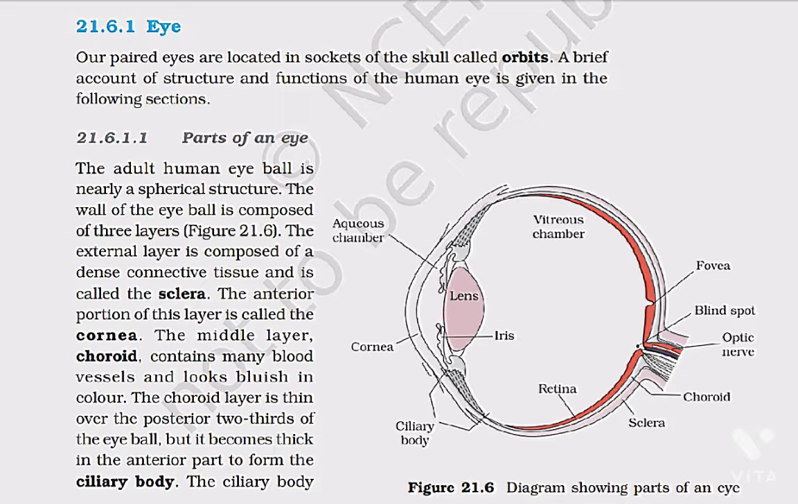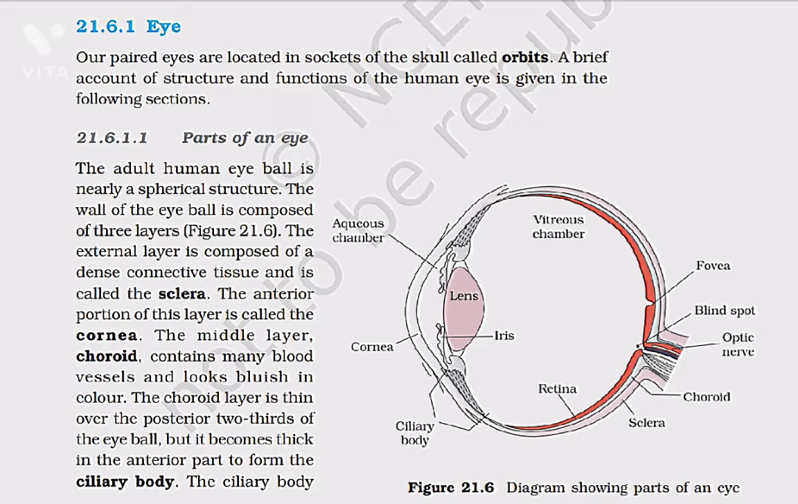The adult human eyeball is nearly a spherical structure. The wall of the eyeballs is composed of three layers. Figure 21.6. The external layer is composed of a dense connective tissue and is called the sclera. The anterior portion of this layer is called the cornea. The middle layer, choroid, contains many blood vessels and looks bluish in color.